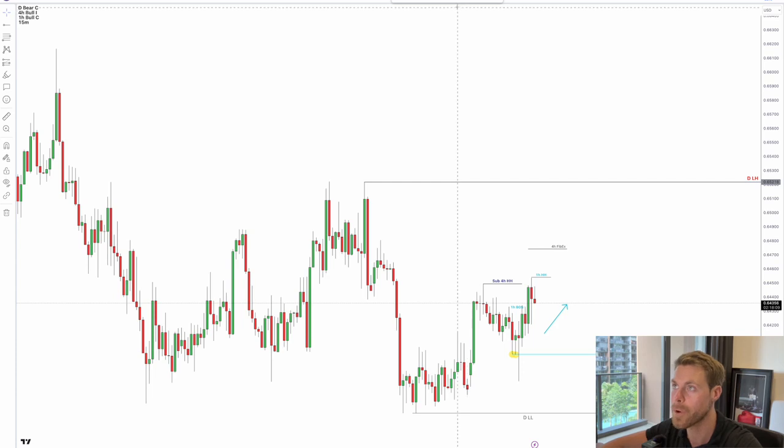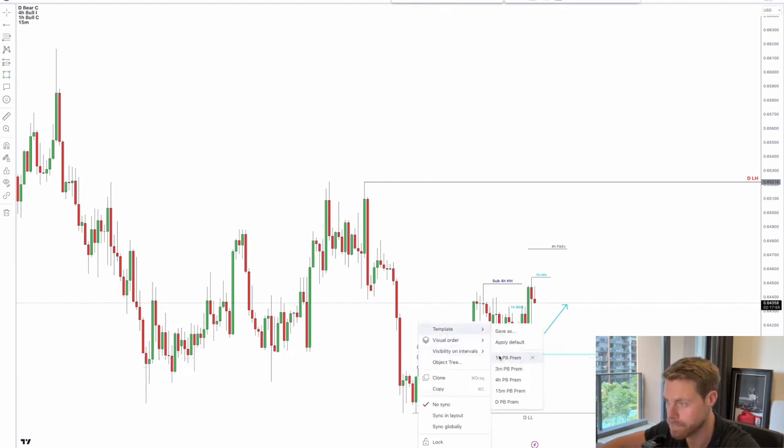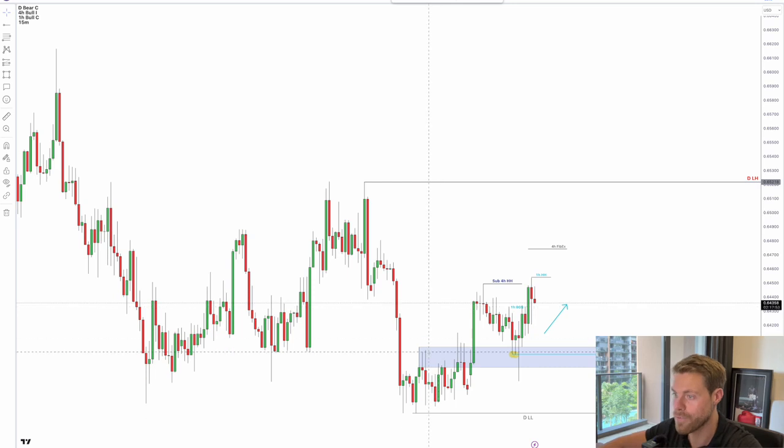The first component is a pullback. So we can see very clearly that we have an area right here where the market has been moving very strongly. You can tell this by the wicks. So the 4-hour has made a bunch of wicks here, and it actually made those wicks on here as well. So this is resistance that gets taken out and retested as support. So that is the pullback.